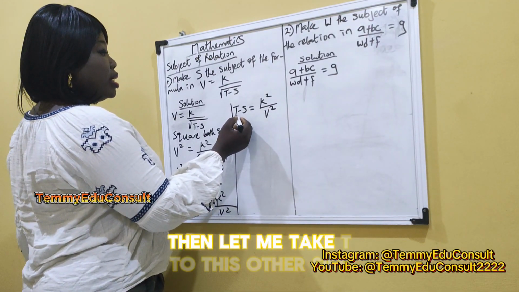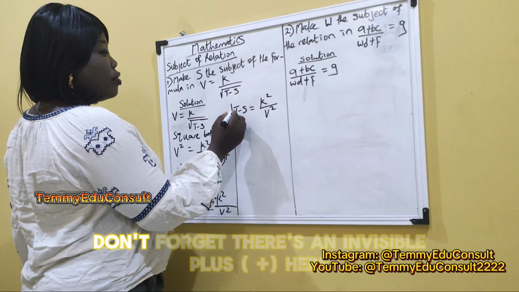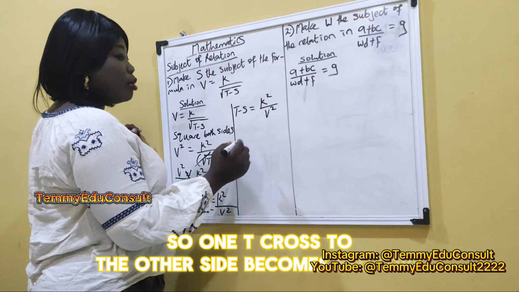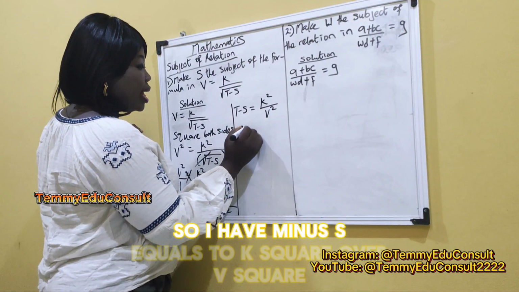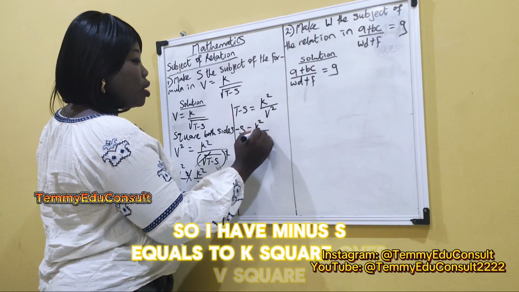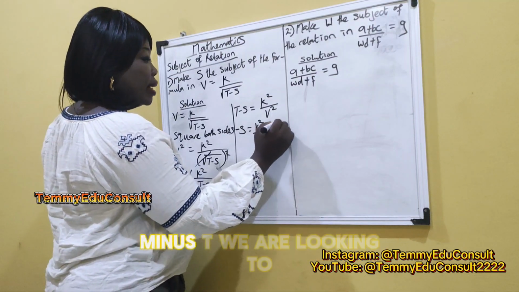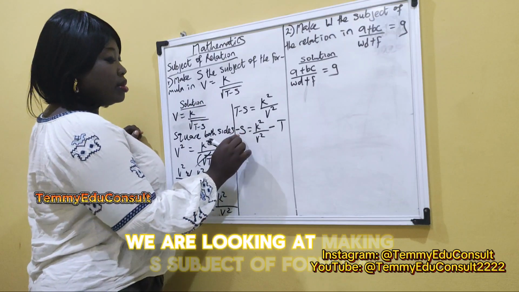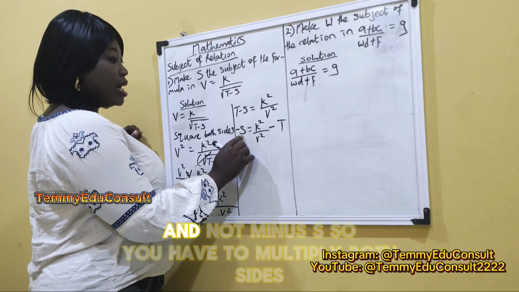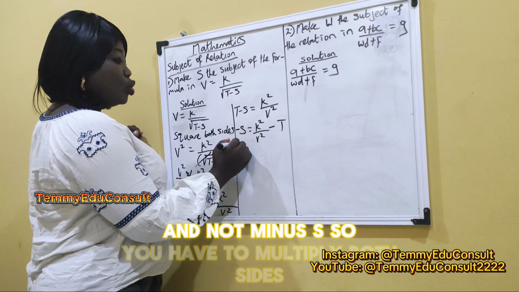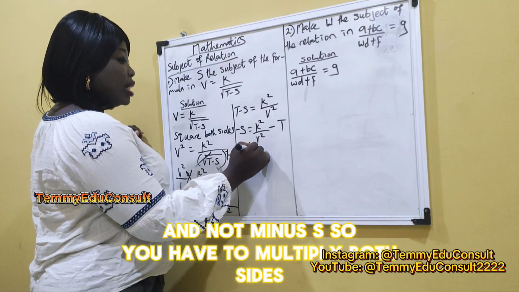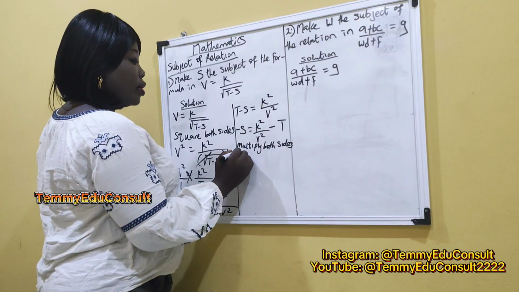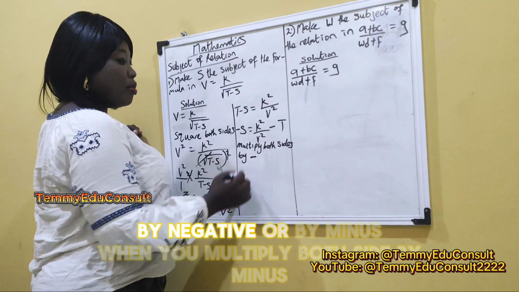Then let me take t to this other side. Don't forget there's an invisible plus here. So when t crosses to the other side, it becomes negative. So I have minus x equals k squared over v squared minus t. We are looking at making x the subject of the formula and not minus x. So you have to multiply both sides by negative, or by minus.